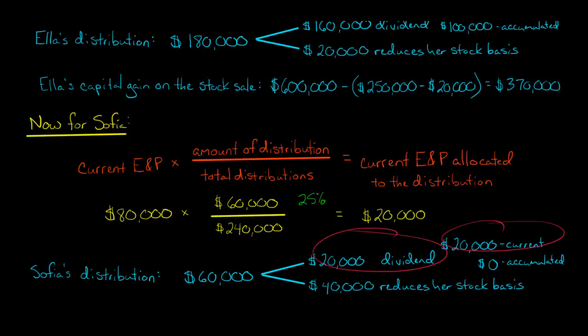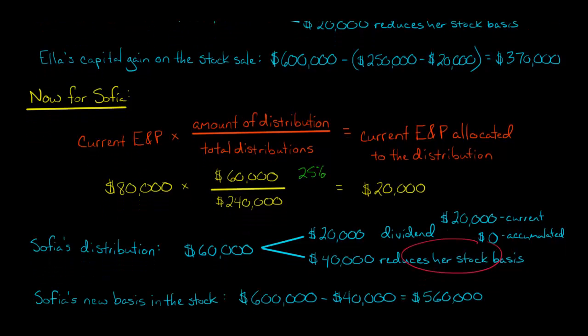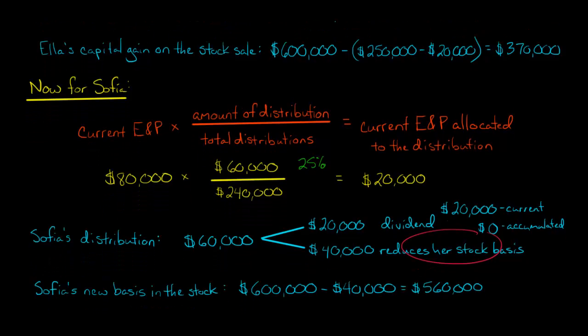Okay, it's just her allocable share of the current E&P, but her distribution exceeds that, right? It exceeds that. It's higher than $20,000. So what happens to the remaining $40,000? It is going to reduce Sophia's stock basis. So now we can calculate Sophia's new basis in the stock. So she paid $600,000 for the stock, but now because of this distribution, 40 of the 60 is treated as a reduction in her basis. So her basis in the stock will be $600,000 minus $40,000, which is $560,000.